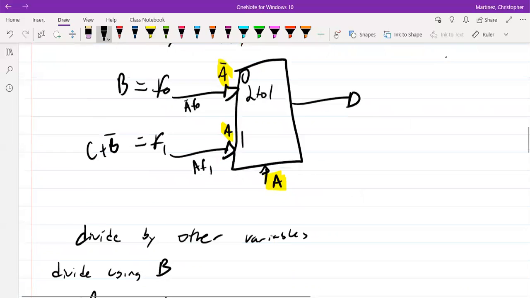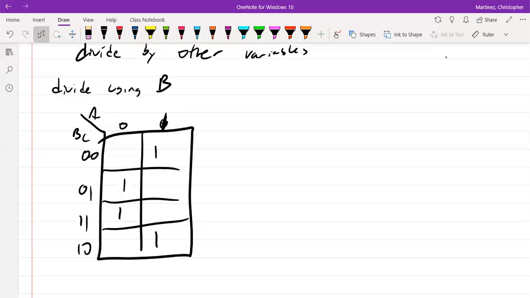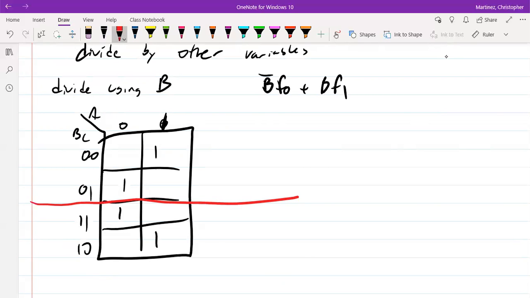All right, let's say we wanted to divide it a different way. Let's say we want to divide it using B. So if I wanted to divide it using B, I want a B bar F0 plus a B F1. How am I going to do that? Well, I'm choosing B, so I'm going to divide this Kmap in half. Why am I dividing it in half horizontally instead of vertically? Because I'm looking at the letter B, and I have two parts where there's a 0, and then I have two parts where it's a 1. And what I did last time is I divided it, so I'm pulling out that one function. I'm erasing that piece. So then I know the top piece is going to be F0, the bottom piece is going to be F1.